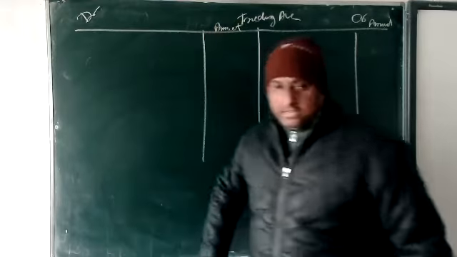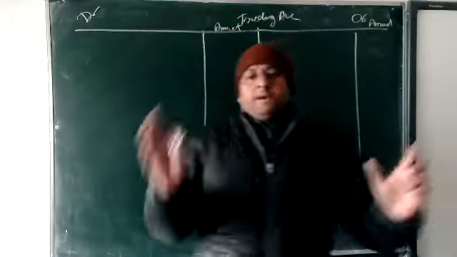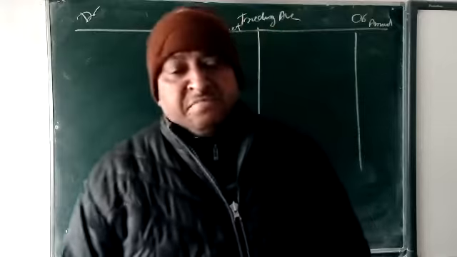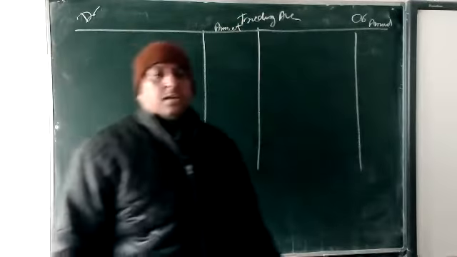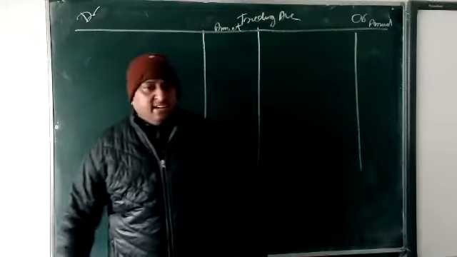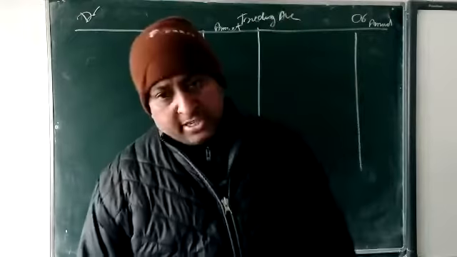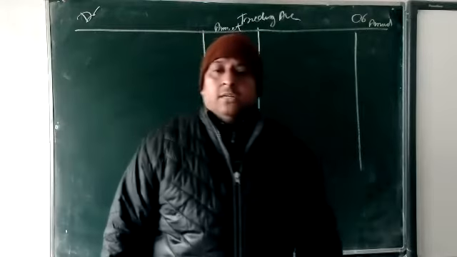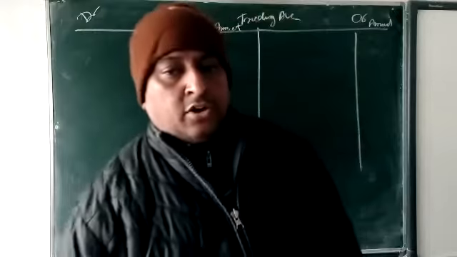Now start. Beta, read the question. I'm going to put the debit side and credit side. It fully depends on the format that I already explained in the last class. On the debit side: opening stock, then purchase less purchase return, then direct expenses. On the credit side: sales less sales return, then closing stock. Then take the difference. If the difference comes on the debit side, it is gross profit; on the credit side, it is gross loss.